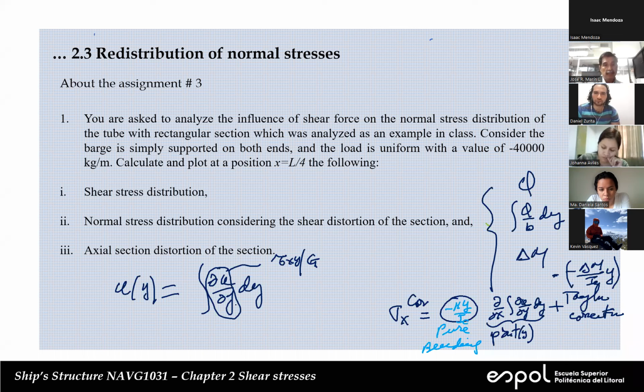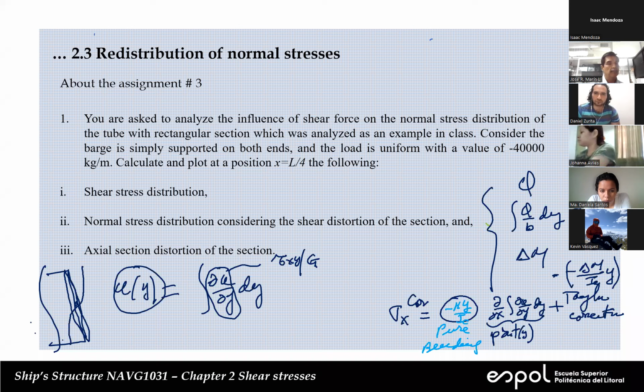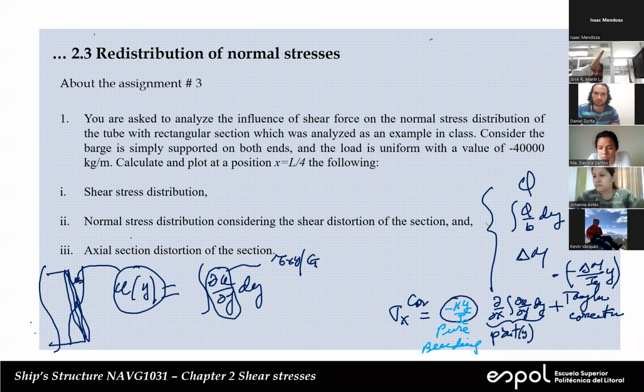So at the end, for the last part, according to the kinematic hypothesis, we keep this section straight. But with this, there is going to be some distortion. So this is something that you have to plot. And please don't give me something like this. It has to be something like this. So we have to do this pure bending, and then we have to add this because of the shear. I hope you put that in your memory.